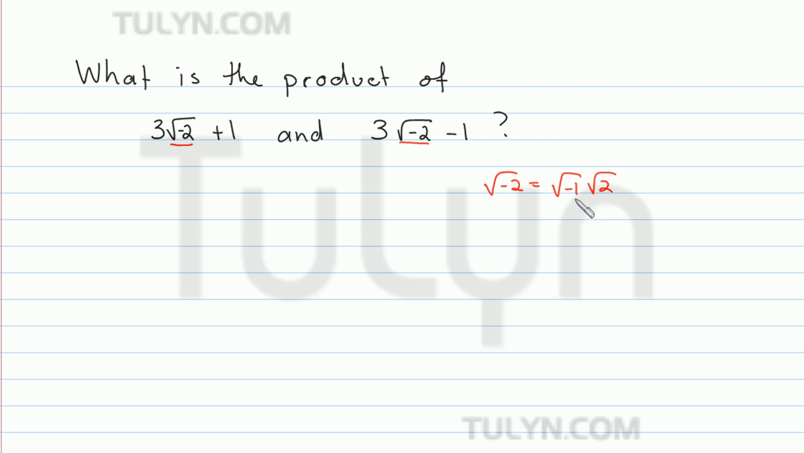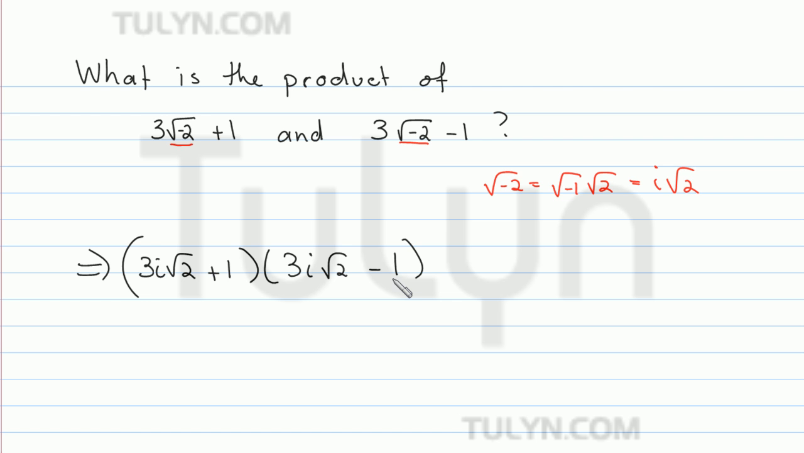So this becomes the square root of negative 1 times the square root of 2. And then the square root of negative 1 is defined to be i. So this simplifies to i times the square root of 2. So now what we want to do is multiply these two together. So we want 3i square root of 2 plus 1 times 3i square root of 2 minus 1.